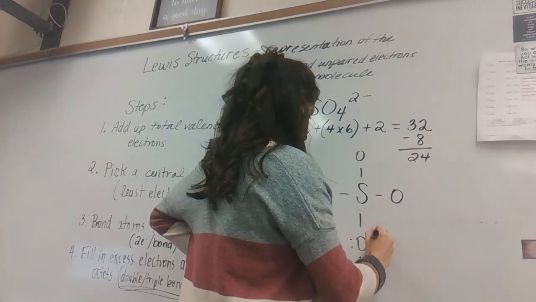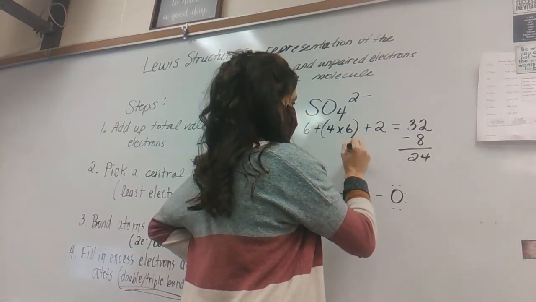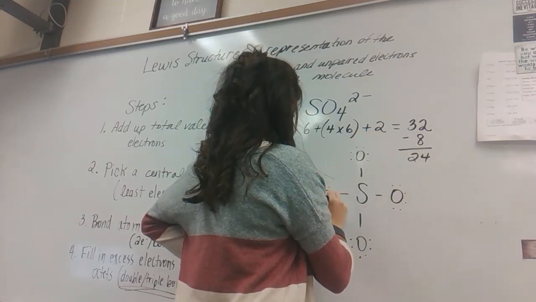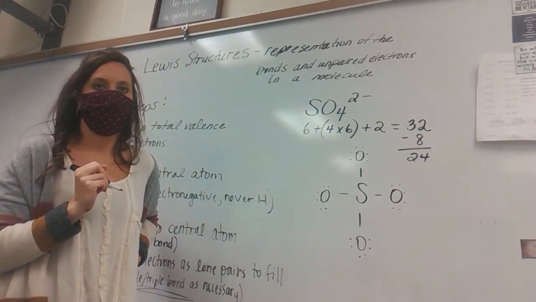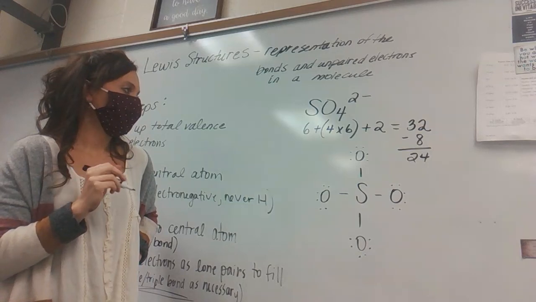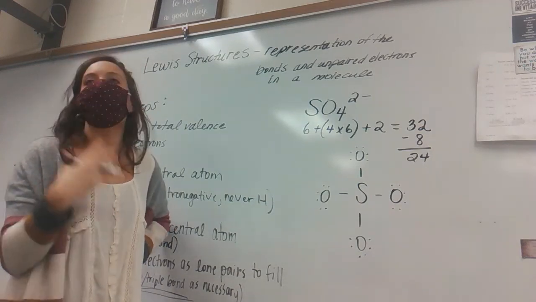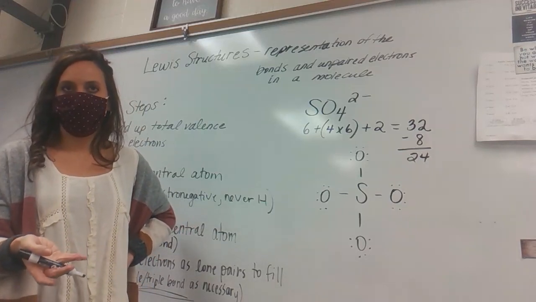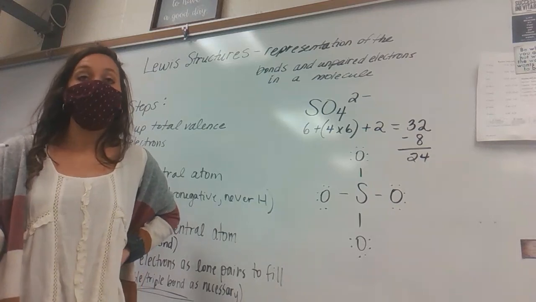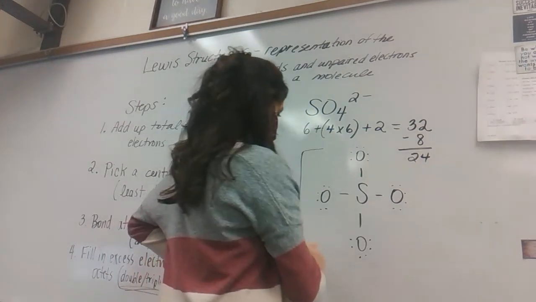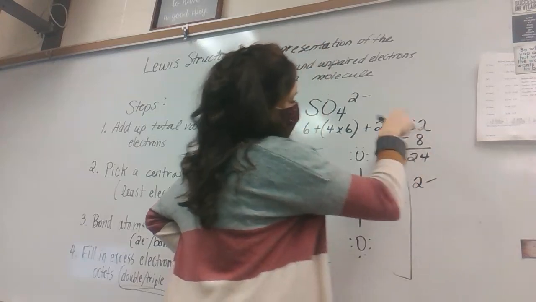6 each. I've used all 32. They all have 8. So I'm done. The only other tiny little thing is if it's an ion, you have to put it in brackets and put a 2 minus charge up in the top right corner if I had room.